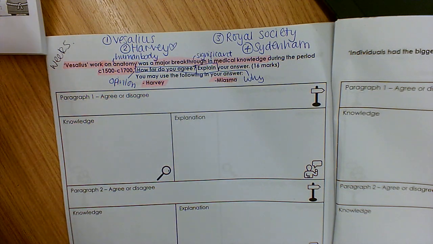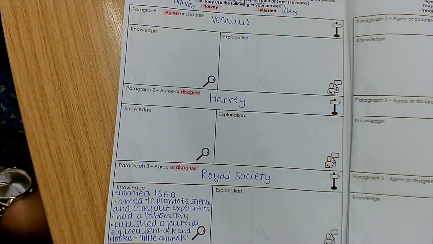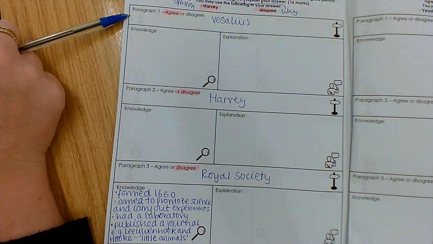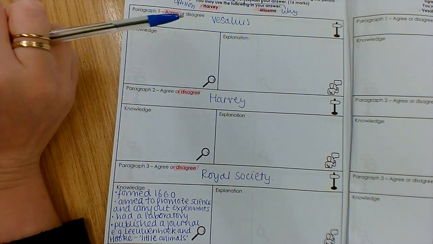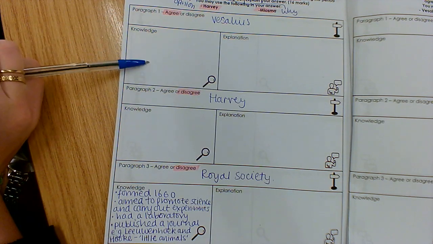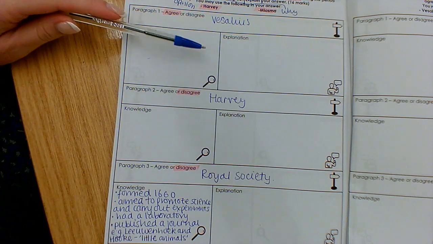So the question's asking me, what was the most major breakthrough in medical knowledge during the time period? And that's what we're going to answer. So what I've done for you is I've suggested what you might like to write your paragraphs on. So paragraph 1, you're going to agree with the question. So you're going to want to write about how Vesalius was a major breakthrough. Your knowledge about Vesalius, and then your explanation of what this changed.